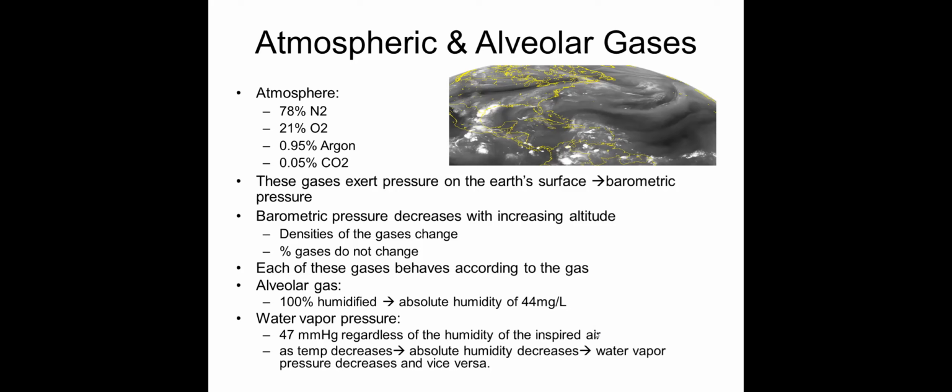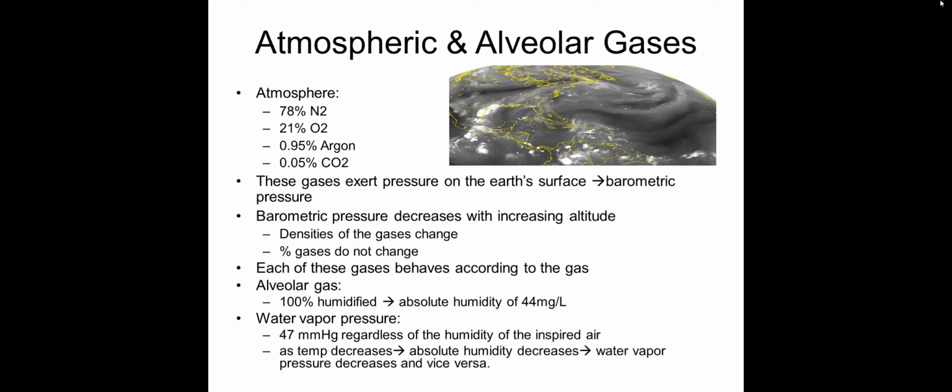Now, we want to think about alveolar gas, and we'll talk more about that in a minute, but consider alveolar gas as being 100% humidified. And this is at absolute humidity equal to 44 milligrams per liter. This is a number that you want to memorize. That will give a water vapor pressure of 47 millimeters of mercury, regardless of the humidity of the inspired air. I'm sure you have already learned this when we were talking about some of the calculations for your case studies.